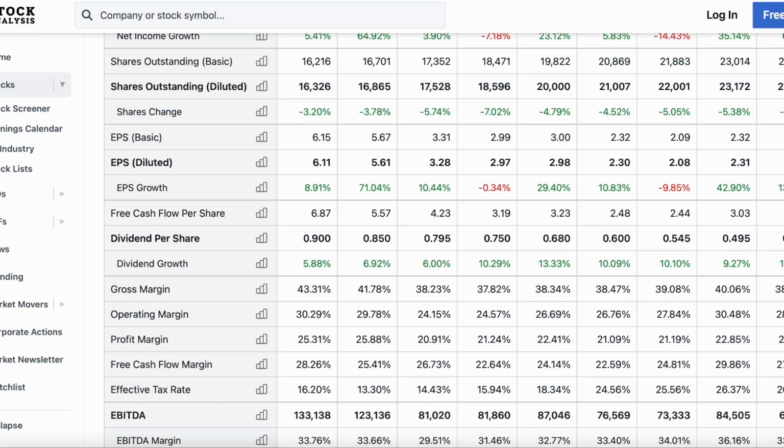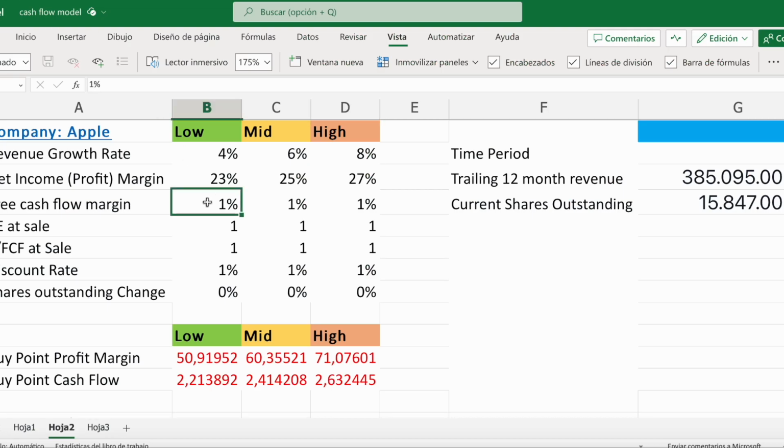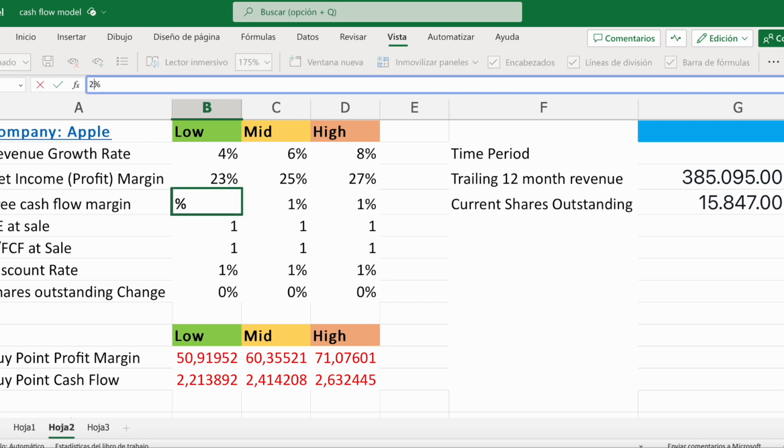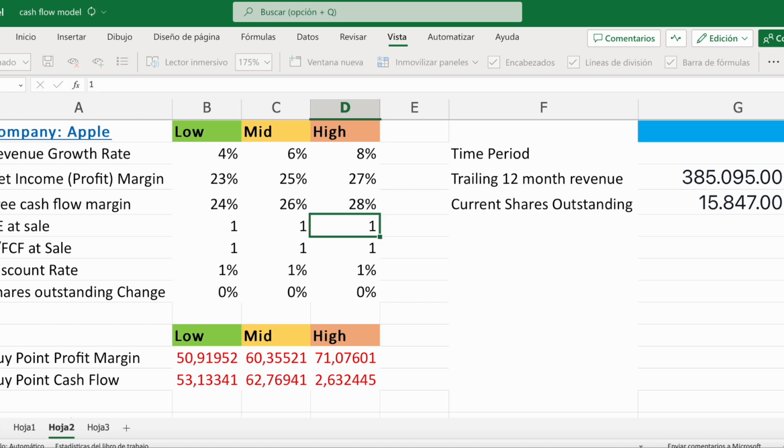And then if we take a look at their free cash flow margin, it is very consistent also, but a bit higher. As you can see, between 21 and 28% over the past 10 years. So on my low assumptions, I'm gonna go with 24%, middle with 26%, and high assumptions 28%. I also want to say that I really like that their margins are very consistent because in my opinion, it makes it easier to value a company that has consistent margins.